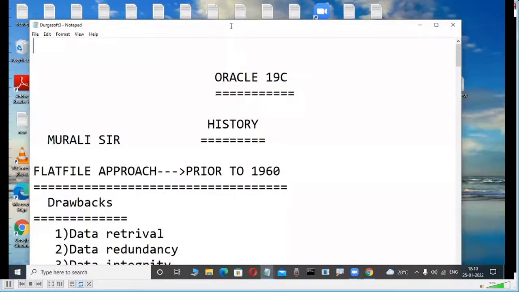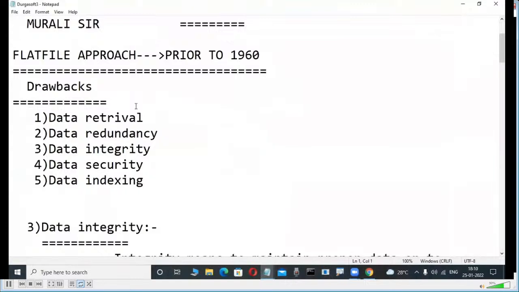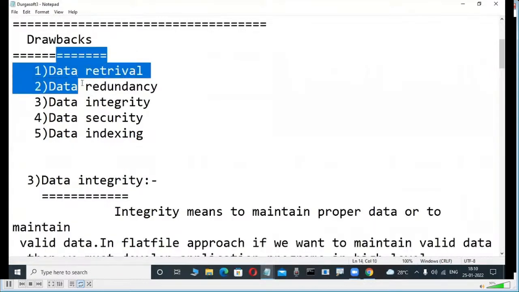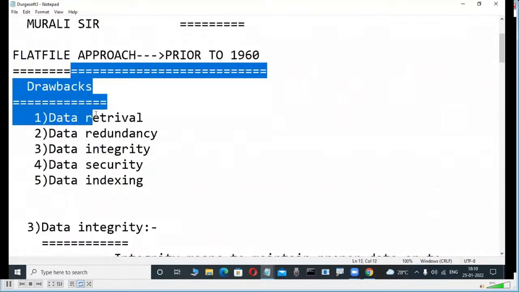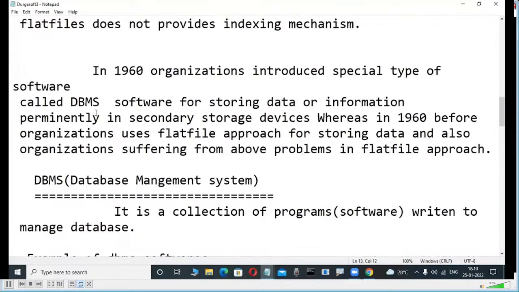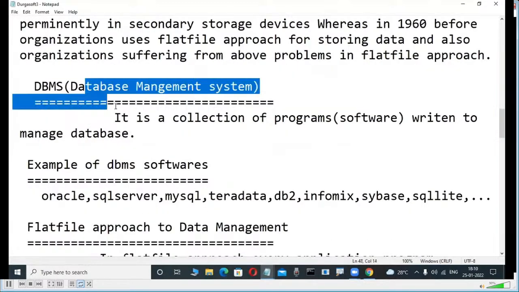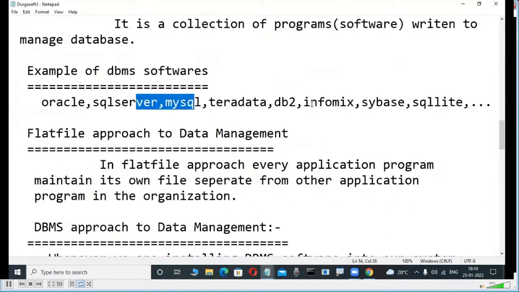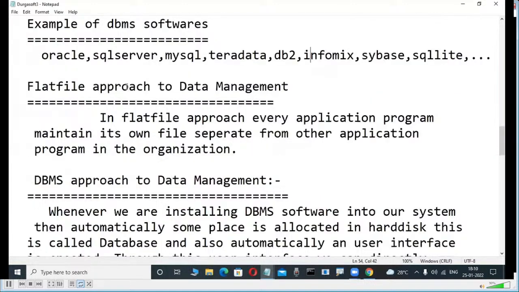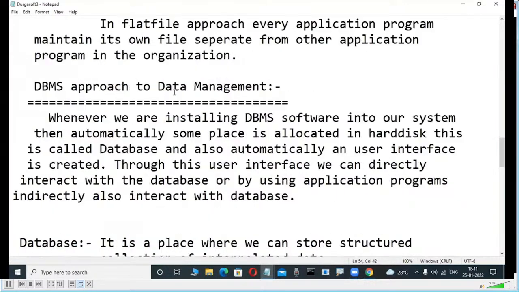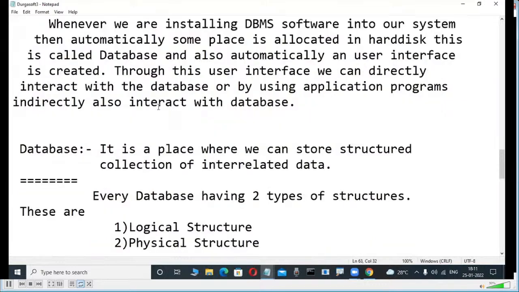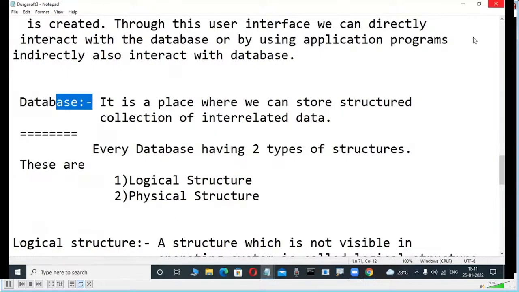Now here in a feature, I am telling only what is data, information, what are the database and data store mechanisms before 1960, how they were storing data or information, the flat file mechanism and some drawbacks. Then only from 1960 onwards they introduced special software, DBMS software, such as Oracle and SQL Server. Then the DBMS approach to data management, what is the advantage, and what is this database, we are learning one of these days.